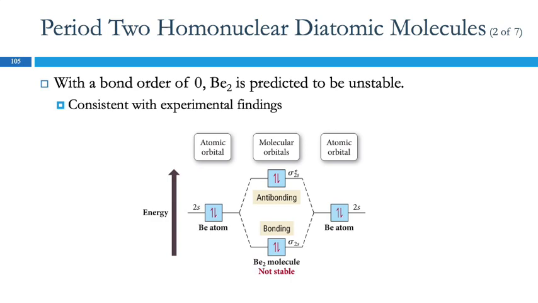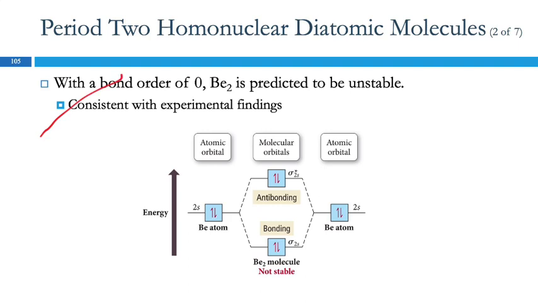Next element, beryllium. So beryllium also has the 2s orbital as its only valence orbital. It's got 2 electrons in there. Here's the other 2s orbital. We combine those, we're getting the same thing we've gotten for everything else. One that's lower in energy, one that's higher. I've got 2 electrons here, 2 electrons there, total of 4. I fill them in. It goes 1, 2, 3, 4.